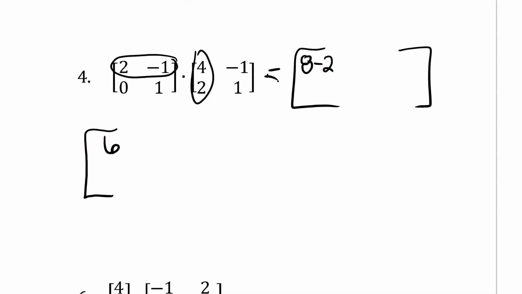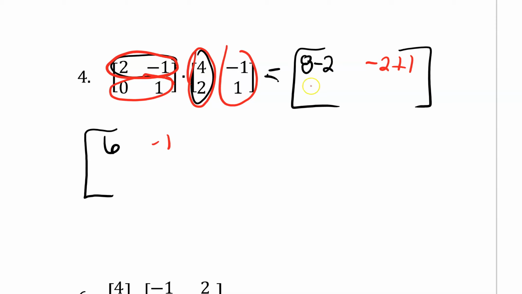Then we'll do the first row by the second column. 2 times -1 is -2. And then -1 times -1 is +1. So -2 plus 1 is -1. And then second row by first column is going to be 0 times 4 is 0. 1 times 2 is 2. 0 plus 2 is 2.